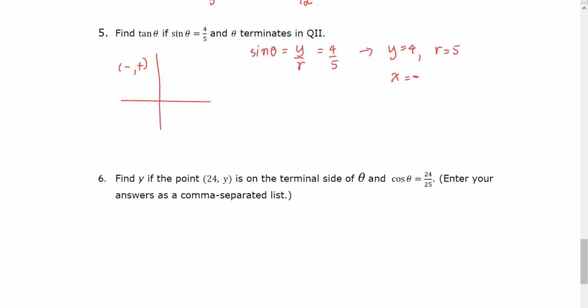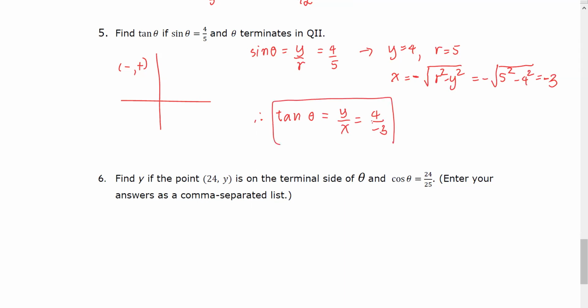So x is negative square root of r squared minus y squared, or negative square root of 5 squared minus 4 squared. Simplify the number to be square root of 9 with a negative sign in the front, so x is negative 3. To find the tangent theta, the tangent theta is y over x, so y is 4, x is negative 3. Negative 4 over 3 is the tangent theta value.